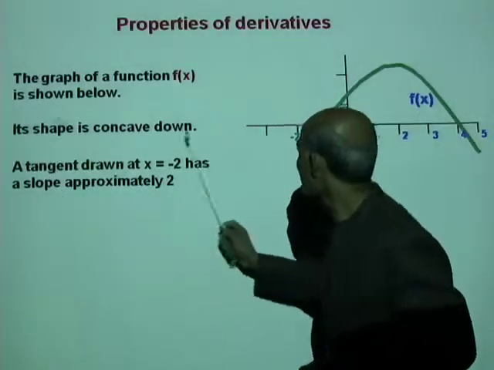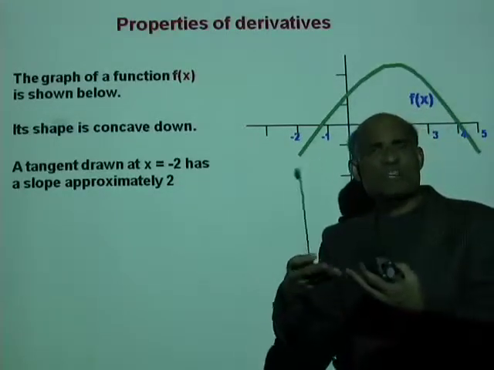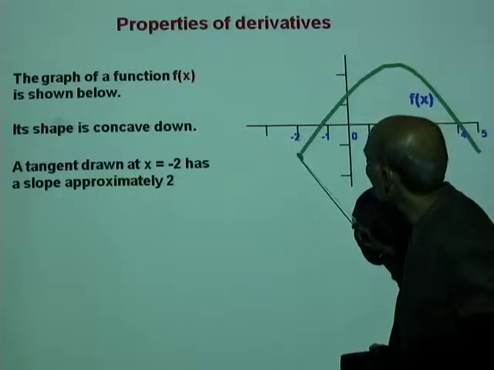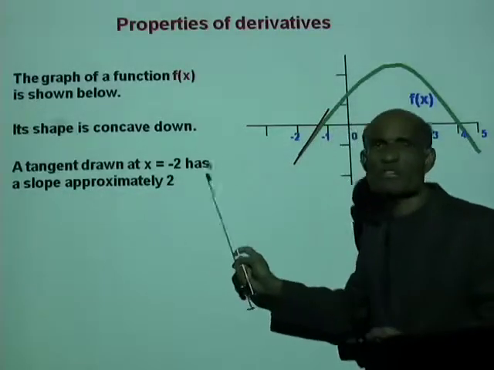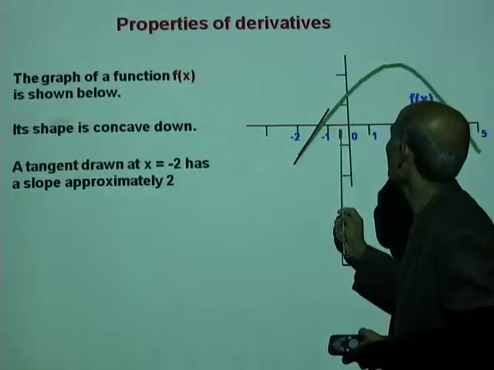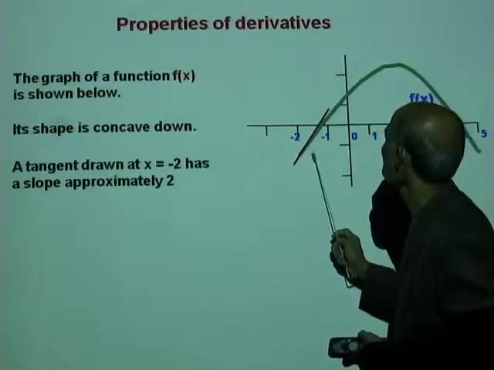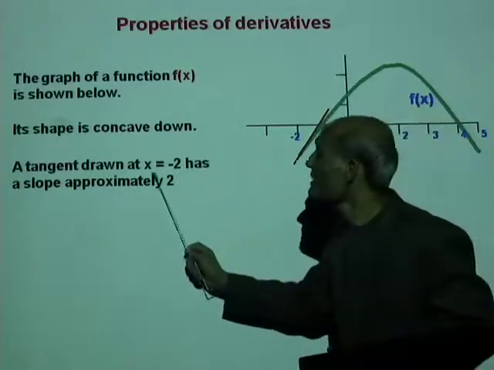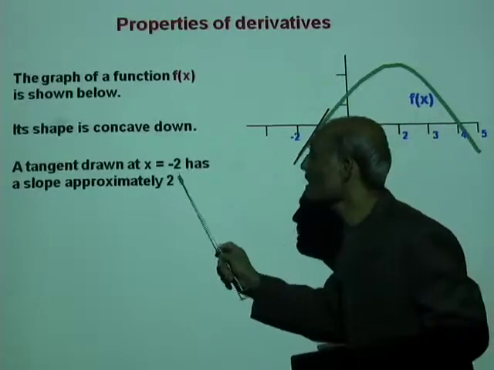Now, a tangent drawn at x equal to negative 2. What I'm doing here is just approximate, just for the sake of explanation. So if I draw a tangent at x equal to negative 2, there you are. Its slope is approximately 2. How do you measure the slope? Go one step forward and see how much you got to rise. If I go one step forward, I got to rise almost 2 to reach the graph. That means the slope of the tangent line at x equal to negative 2 is approximately 2.